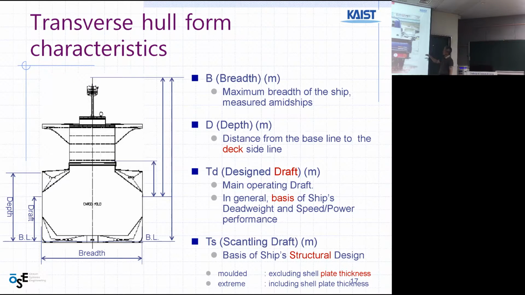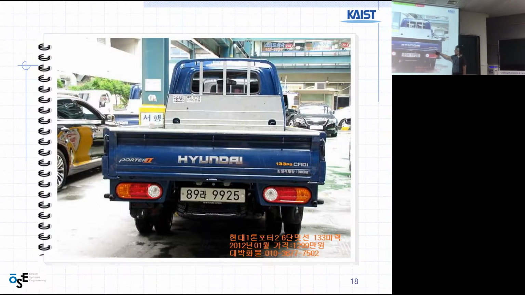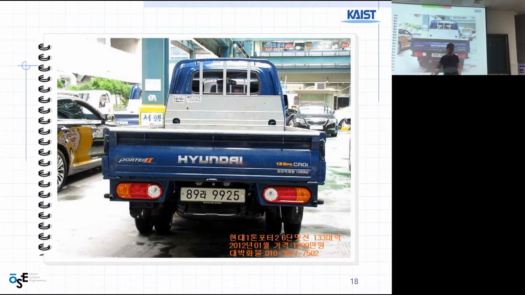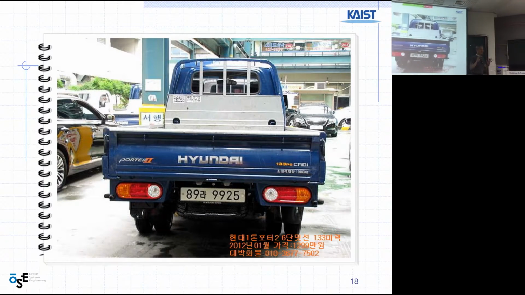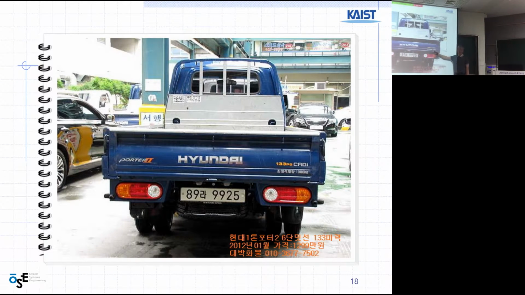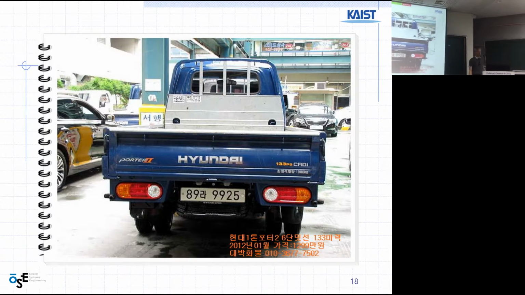Cargo capacity. Right? 1,000 kilogram, a 1-ton truck. This is a 1-ton truck. It is a very famous truck in Korea, the Porter. Right. Very much the same as a cargo ship. Right? They need to have a maximum cargo capacity. That is the deadweight or payload. So it is the maximum cargo, 1 ton, that can be loaded on this truck.